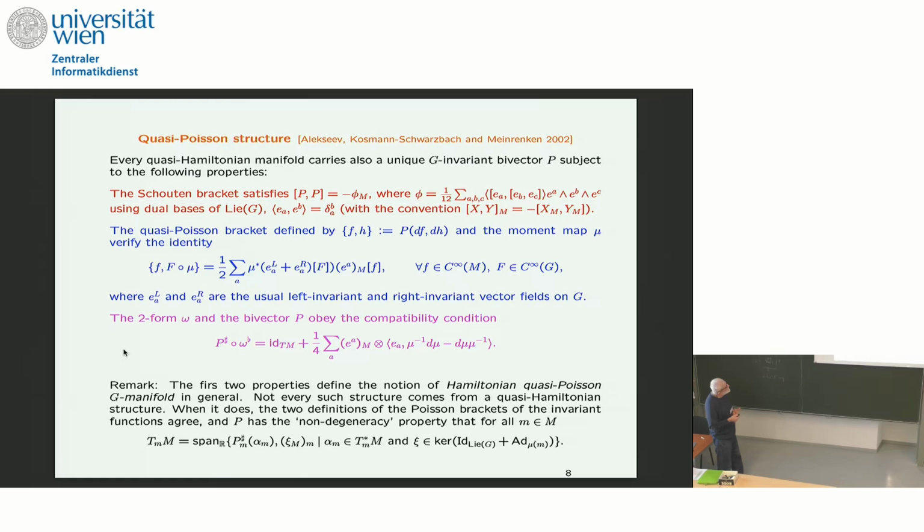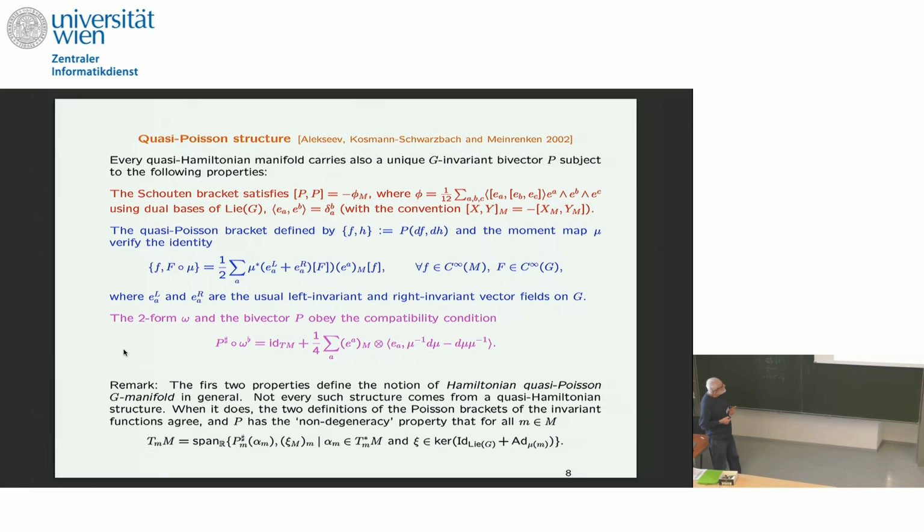So this means that this is the function of the moment map, and this quasi-Poisson bracket is given in this way when it is expressed in terms of the left and right invariant vector fields on the group manifold. So the moment map somehow governs the quasi-Poisson bracket with any function of the moment map, which is given by this kind of formula.